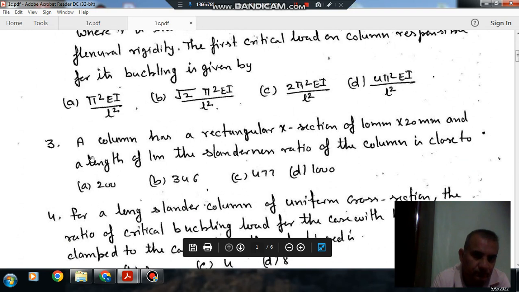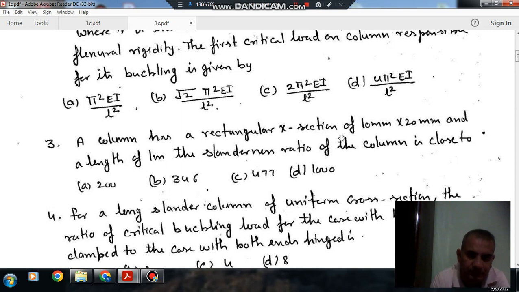Next, a column has a rectangular cross section of 10 mm into 20 mm and a length of 1 meter. The slenderness ratio of the column is close to?